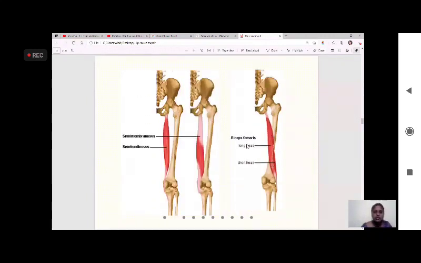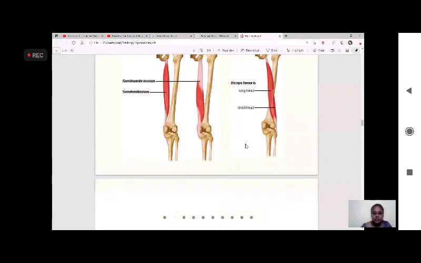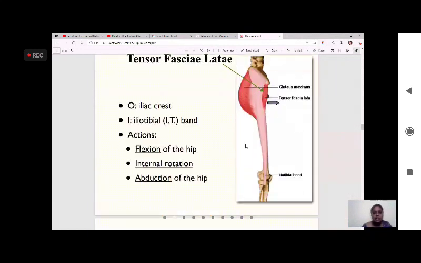Next slide, please. Tensor fascia lata. It's a small muscle which is also part of the gluteal muscles. It arises from the iliac crest and attaches to the iliotibial band, which is a thick connective tissue, and this helps in the flexion of the hip, internal rotation, as well as the abduction of the hip.